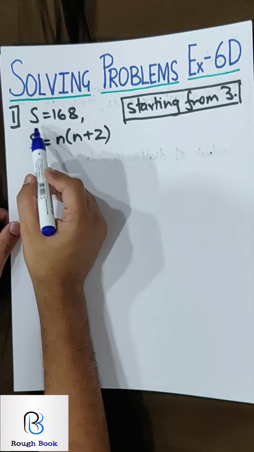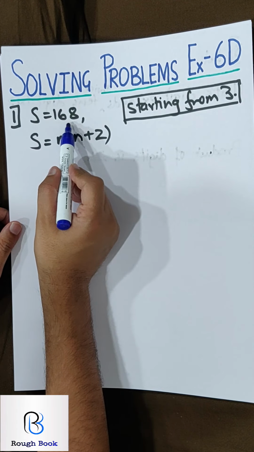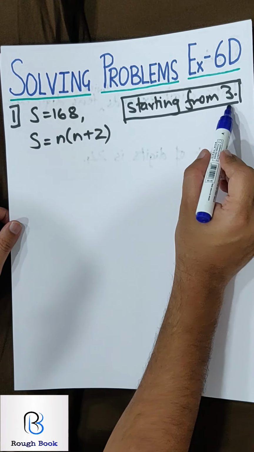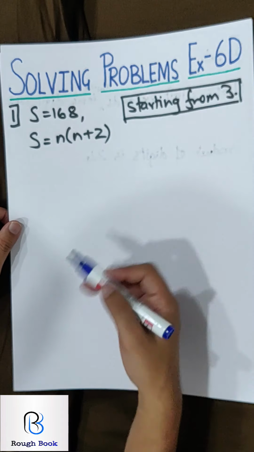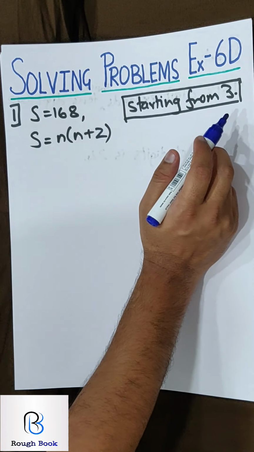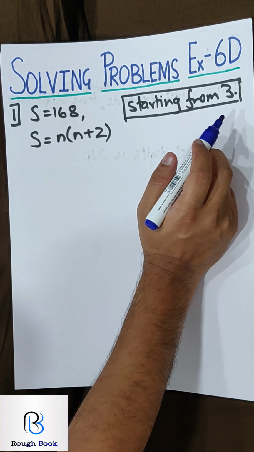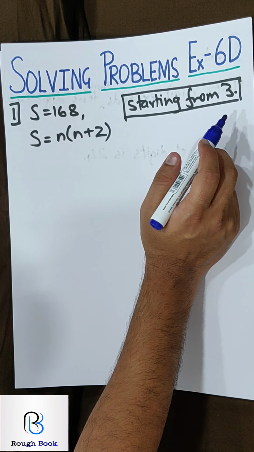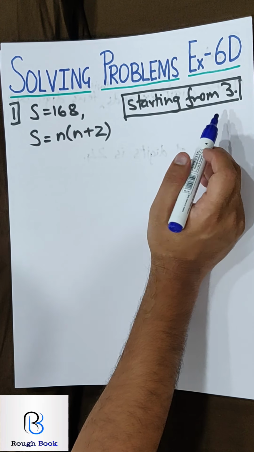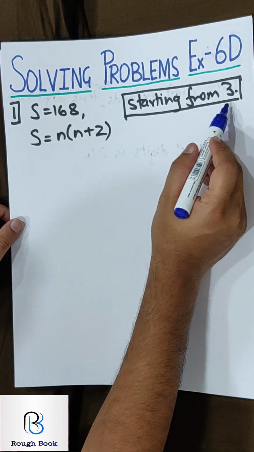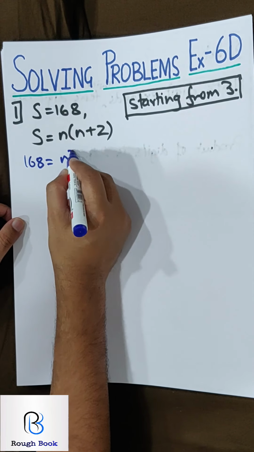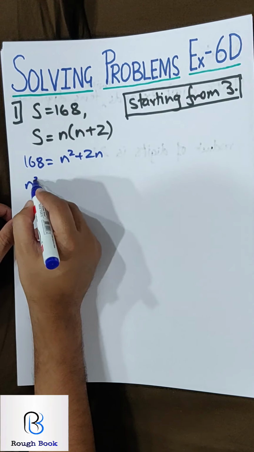Okay, so first one, they say S, that is the sum, is 168 and S is equal to n squared plus 2n, with the answer starting from 3. That's what the first statement says. I'll read the question for you: find the sum of n successive odd numbers starting from 3. So this we'll see right at the end. Right now let's just substitute 168 here and get the value of n. That's very simple.